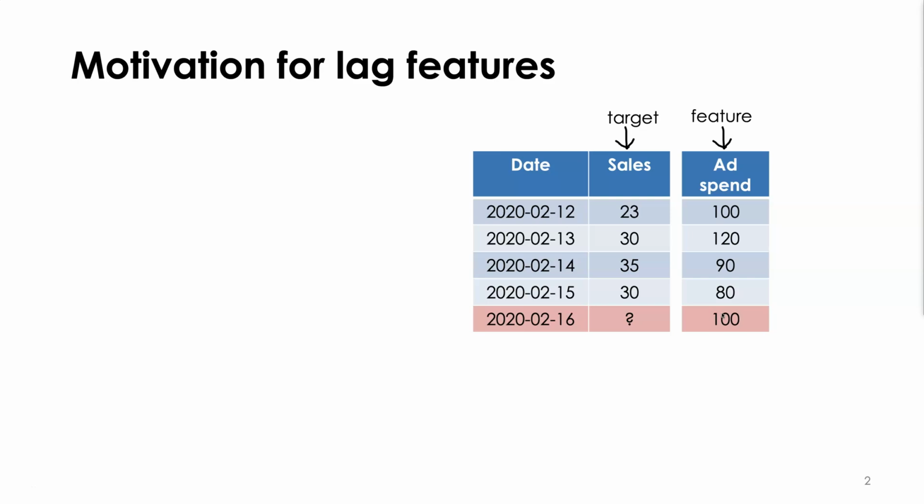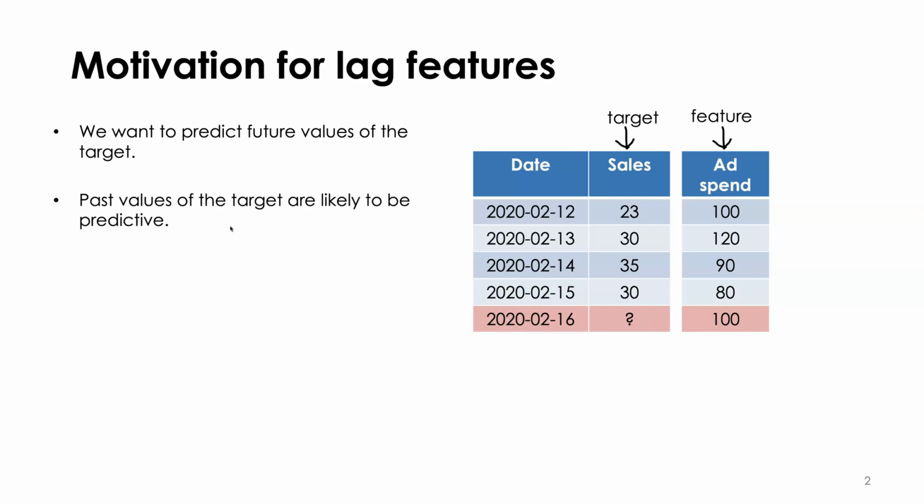So, what do we want to do? We want to predict the future values of our target variable. So we want to predict the future values of the sales in this example. Now, a good place to start is the past values of the target itself. This is because the previous values in the time series are very likely to be predictive of future values. So the sales today and the day before are likely to be predictive of the sales tomorrow.